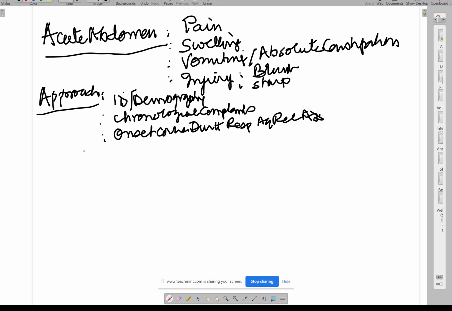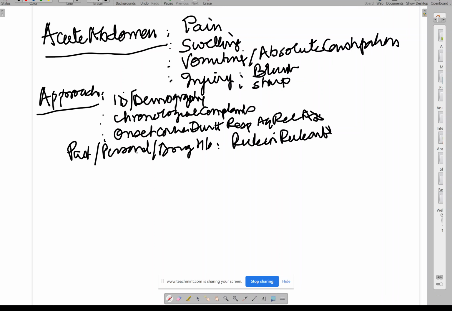And then you go to the past, personal, drug history. And you ask questions to rule in or rule out diagnosis. Alright. Then you can do investigations, assess the general condition.